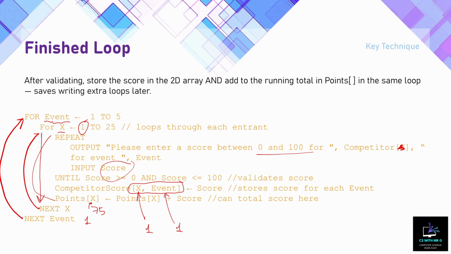Next, X then loops. X then changes to 2 here, which is the next competitor. And then we store their score. So X is 2 here, and we're going to store this score, but for the same event on the next competitor. So that's going to loop 25 times.